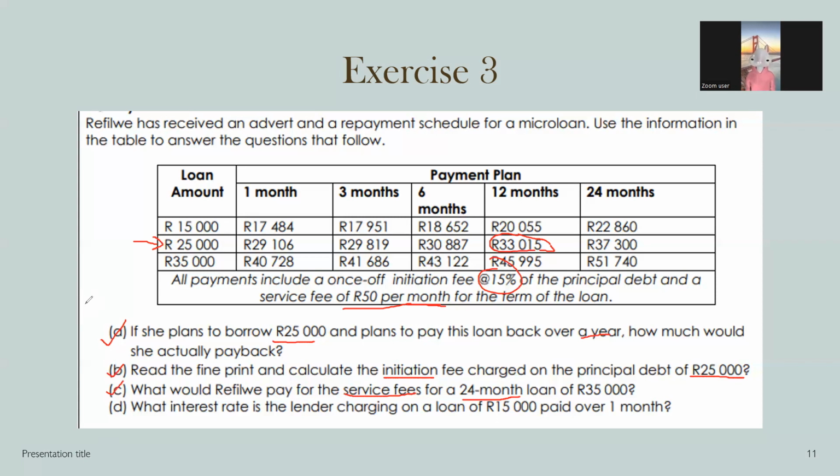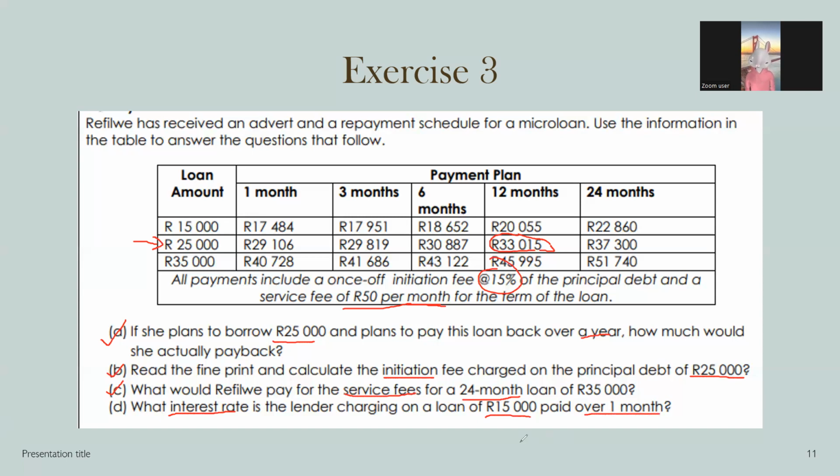What interest rate is the lender charging on a loan of 15,000 rand paid over 1 month? So this is a level 4 question, but it's a very nice question. So let's think it through. So what is interest exactly? 15,000 paid over 1 month.